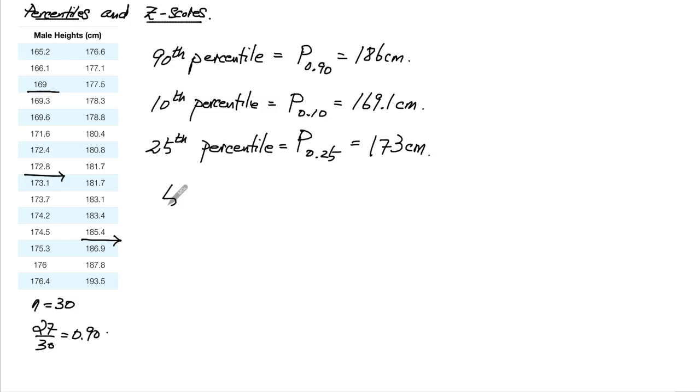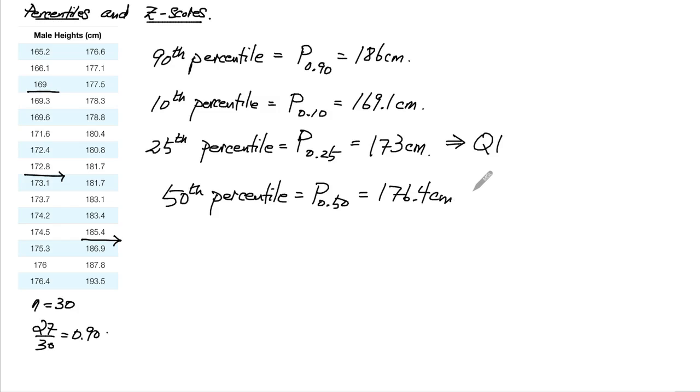The 25th percentile also corresponds to the first quartile. The 50th percentile ensures that half of the data falls below that particular value. We know that half of the values are below 176.4. So if you have a height of 176.4, we can be sure that 50% of your data in your sample will be less than or equal to 176.4 centimeters. Okay, so there you have it. That's percentiles in a nutshell.